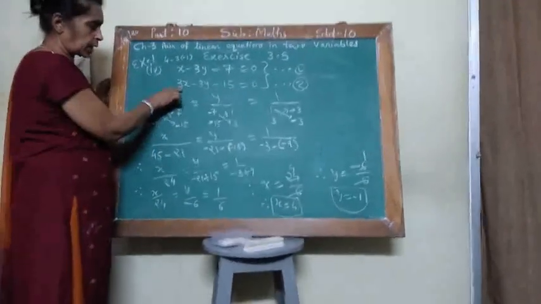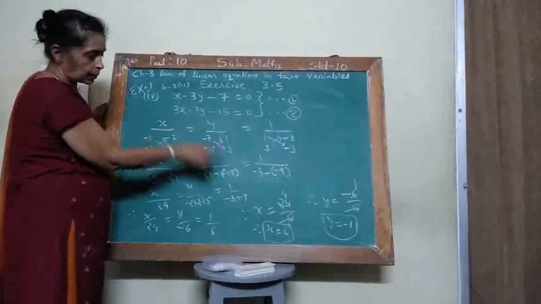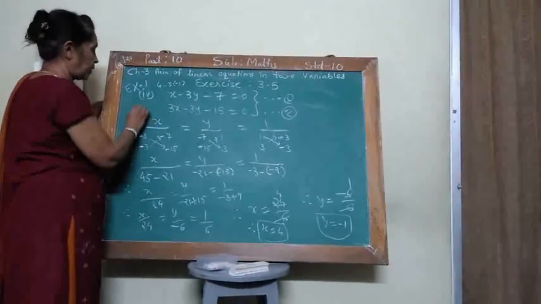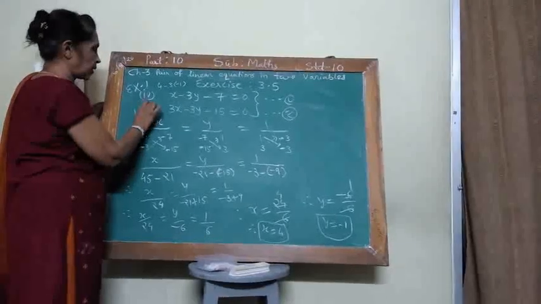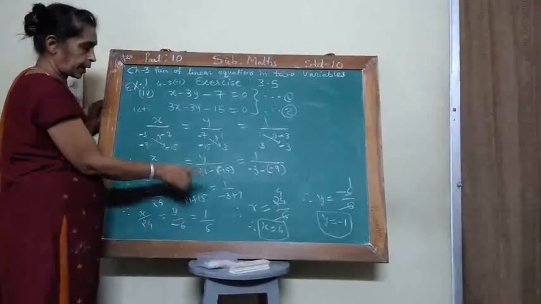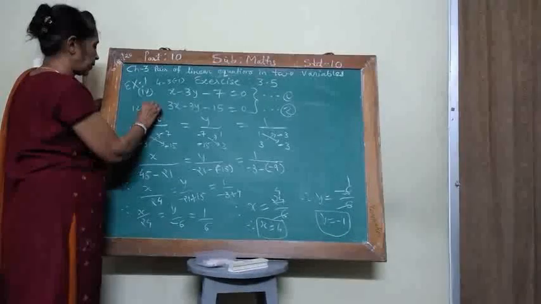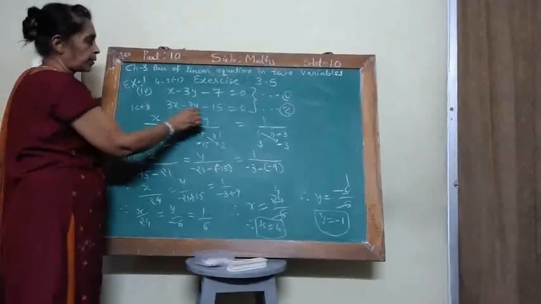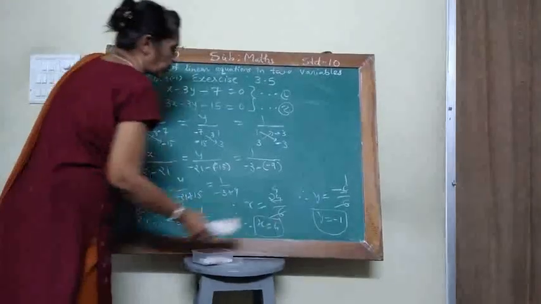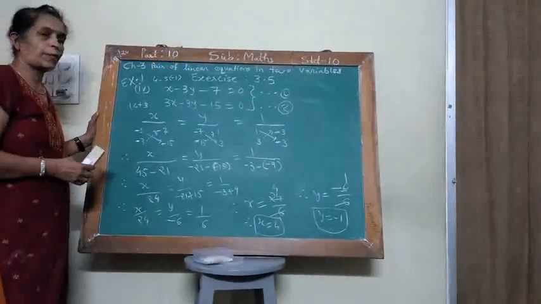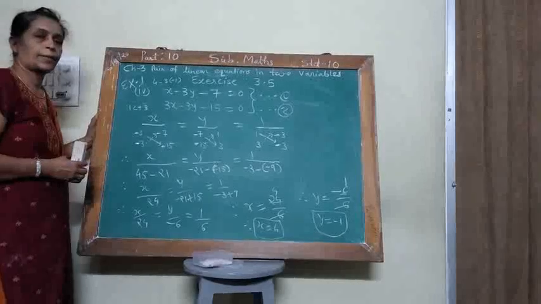Satisfy the equation. Here 3 4s are 12. 12 minus 3 into minus 1, so minus minus plus, plus 3. So 12 plus 3 is 15, 15 minus 15 is 0. So this solution x and y satisfy both the equations. So our answer is right.